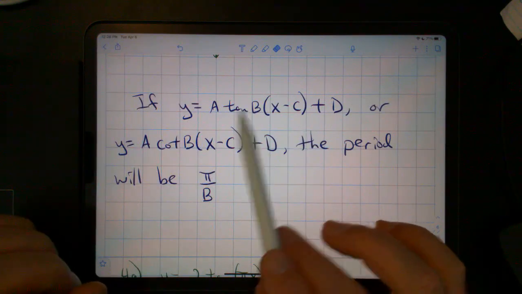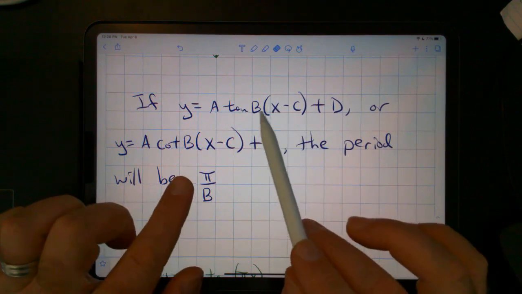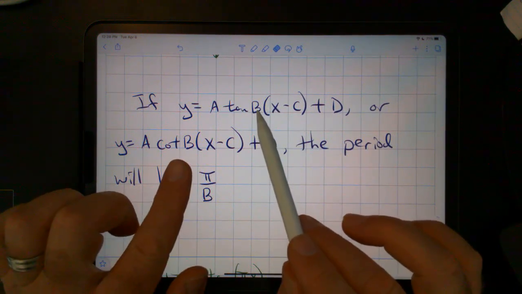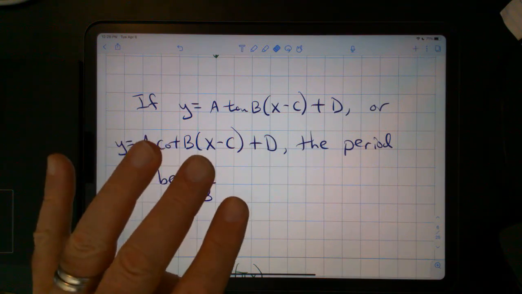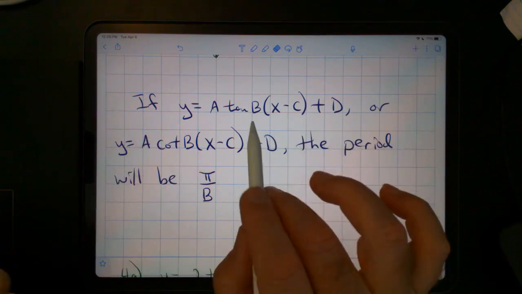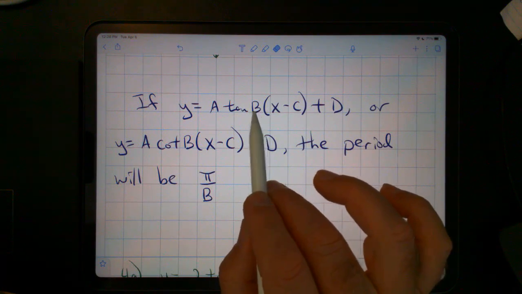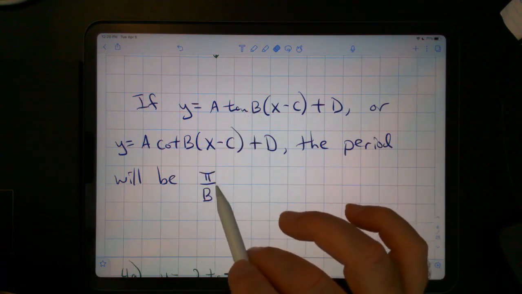The difference with tangent and cotangent is the period will be pi over b. So for sine, cosine, secant, and cosecant, the period is 2 pi over b. But in tangent and cotangent, the period is just pi over b.